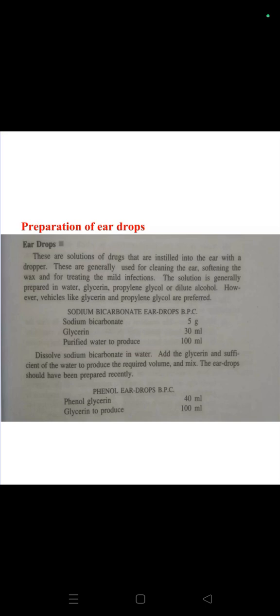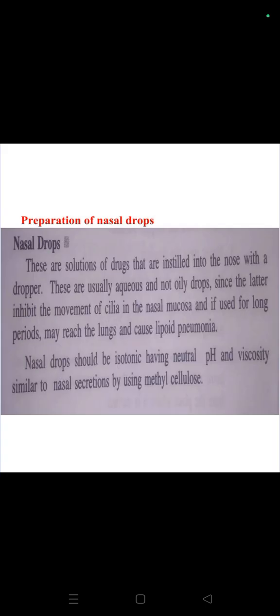Sodium bicarbonate ear drops. Preparation ingredients include sodium bicarbonate, glycerin, purified water to produce 100 ml. Preparation: dissolve sodium bicarbonate in water. Add glycerin and sufficient quantity of water to produce the required volume and make up the final volume. The ear drops should be freshly prepared. Then phenol ear drops, ingredients include phenol and glycerin to produce 100 ml.